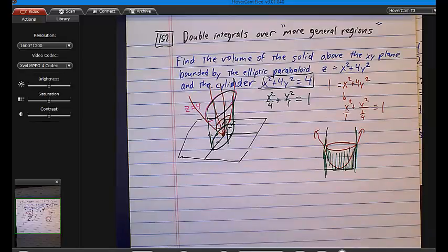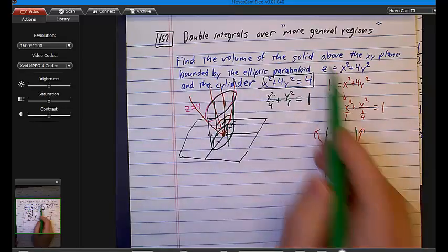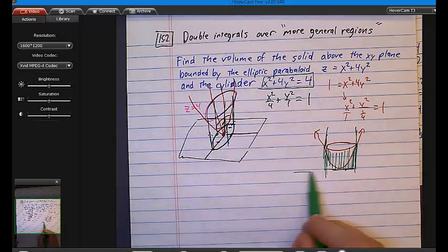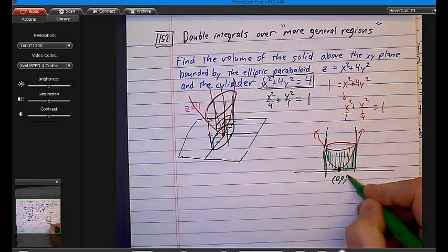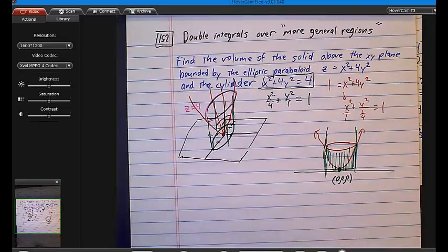So any questions on this so far? Yeah. It says the volume of the solid above the xy plane. So the xy plane I'm picturing right here. Here's the point 0, 0, 0. So it's between the plane and the bowl. Yeah, but no farther than the cylinder, right?